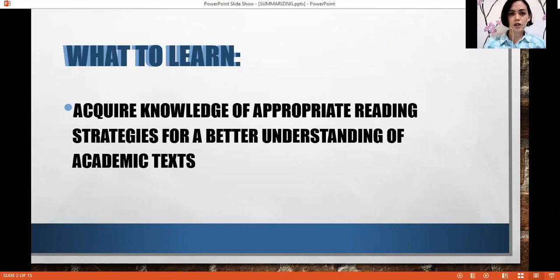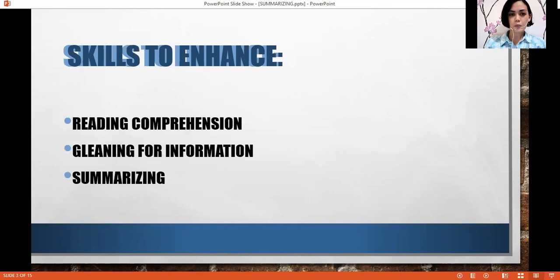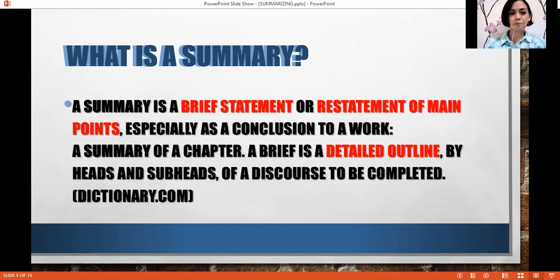So of course, since you are going to have your research in the future, it is very important that you acquire appropriate reading strategies. That is for better understanding of academic texts or what texts you're going to include in your research work. And also the skills that you're going to enhance at the end of this lesson are your reading comprehension, your gleaning for information, and the skill in summarizing.